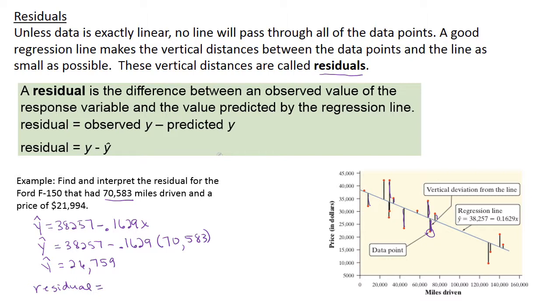Then my residual is the actual price, y, minus y hat. The actual price is $21,994 minus the predicted price of $26,759, and that gives negative $4,765. You can see that this data point is below the regression line. What that means is that the actual price of this truck is lower than we expected it to be based on its mileage.